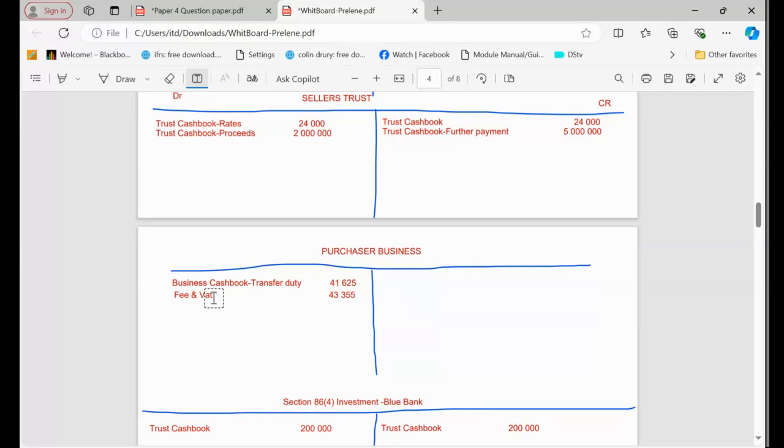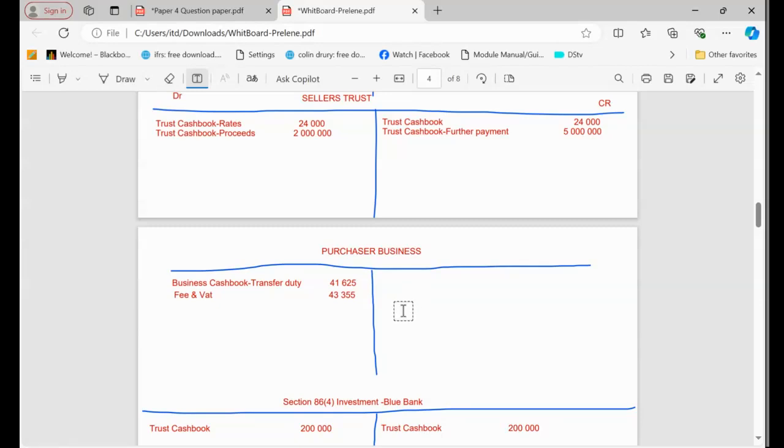If it was me in the exam, I'd say 43355 times 15 over 100, then the VAT amount is 6503.25. No, okay, let's talk about the VAT. Write it down for future: if the VAT is included already, use 15 over 115. Unless the amount was excluding VAT, then you would be correct by saying 15 over 100.